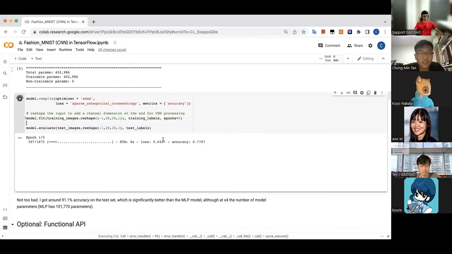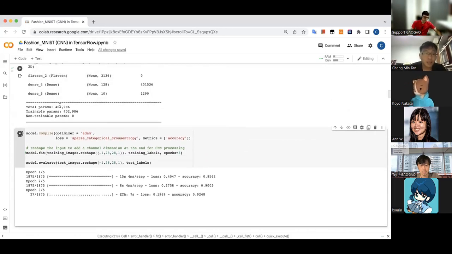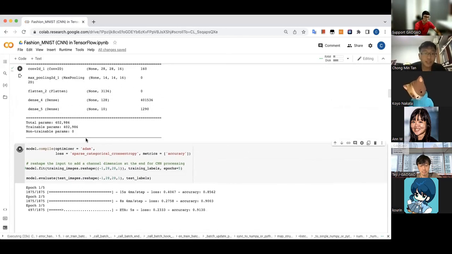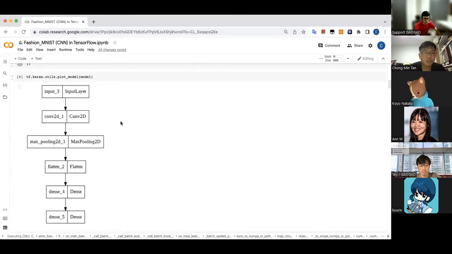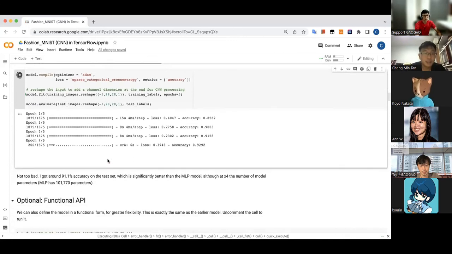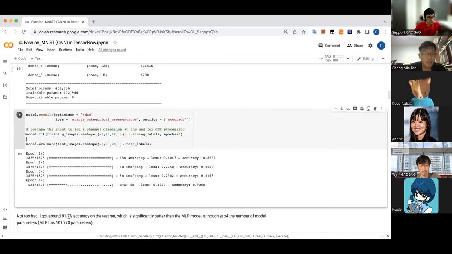Okay, so let's see what accuracy this naive CNN model, which basically only has one Conv2D layer and one max pooling, can give us. So you can compare the params is like 402,986. This up here is about 100,000 params. So it's about 4 times more params. MLP has 101,770.